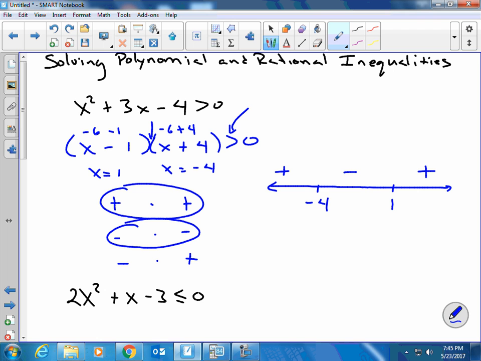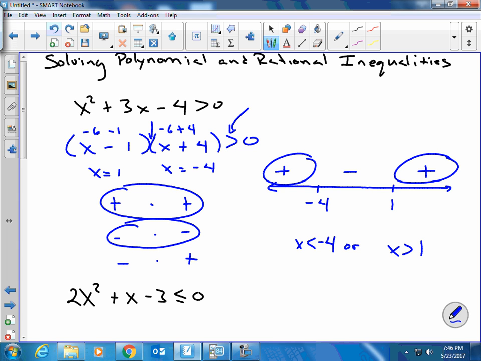Now, what's my answer? I want all numbers that are positive. Let me rephrase that: all numbers that will make my product positive. Well, as long as x is greater than 1, or if x is less than -4, my product will be positive. How do I know? Because that says it will be. And notice, if this is not equal to, then my inequality down here will not be equal to.